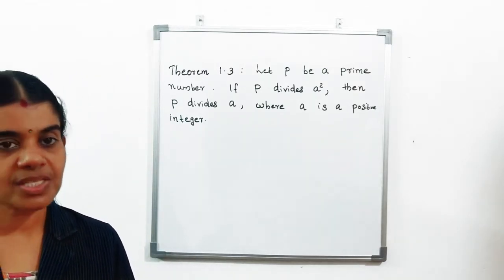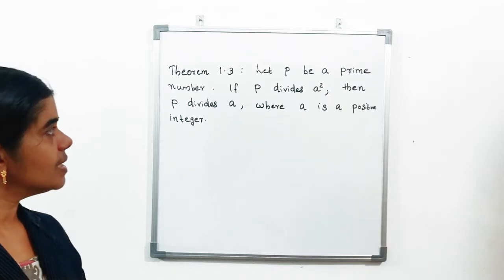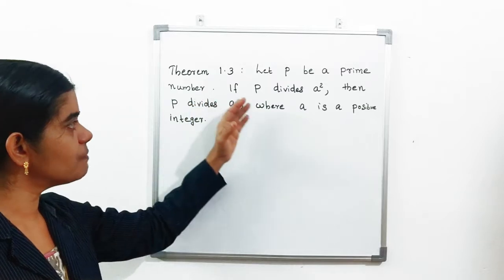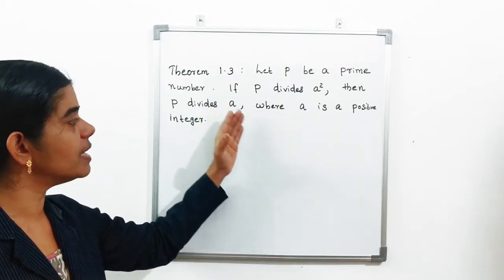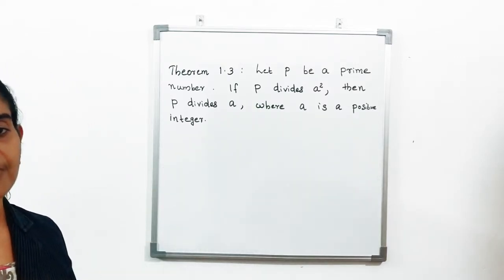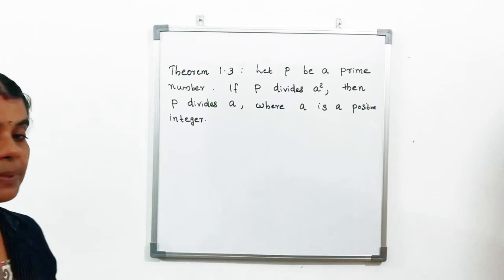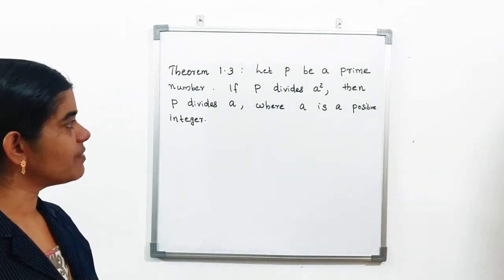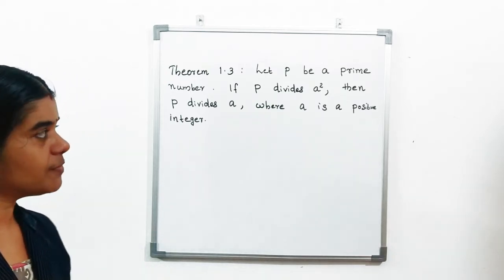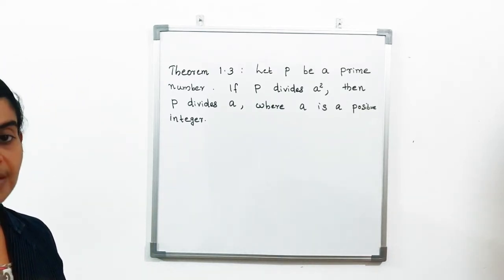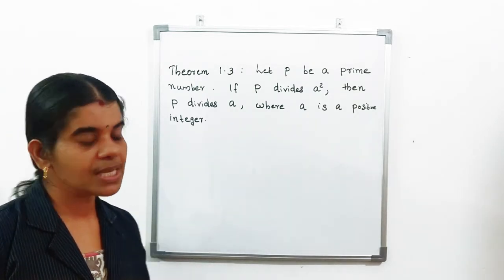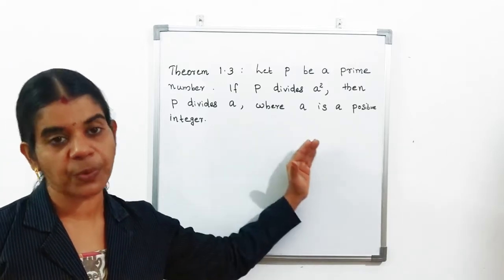Before proving that, we want to go through this theorem. Just listen here. Let p be a prime number. If p divides a square, then p divides a, where a is a positive number. Once again, p is a prime number. If p divides the square of a number, then p divides the number also. If p divides 3 square, then p divides 3 also. That we already know. If p divides 4 square, p divides 4 also.